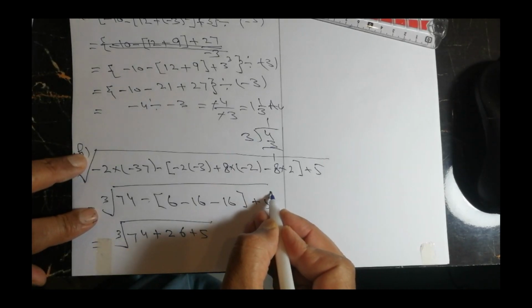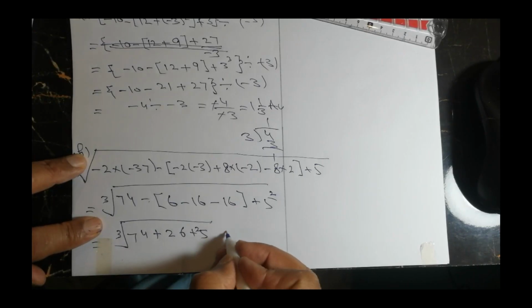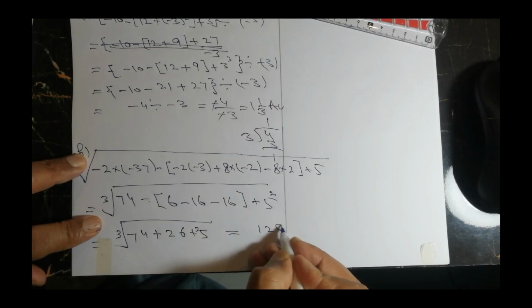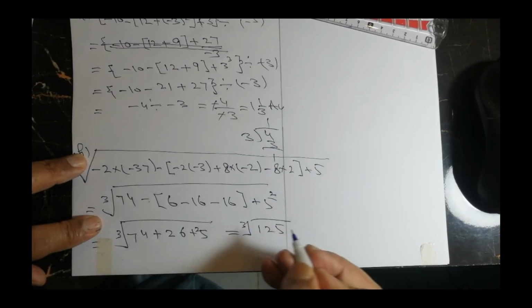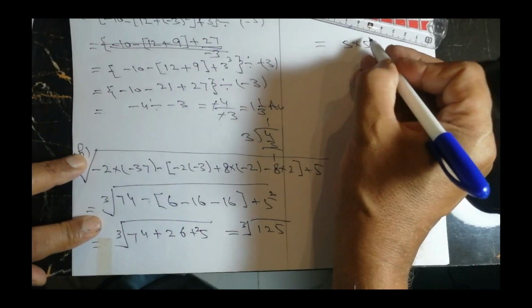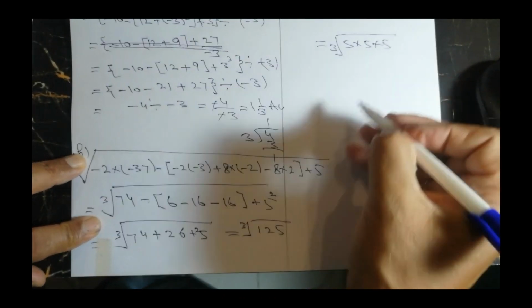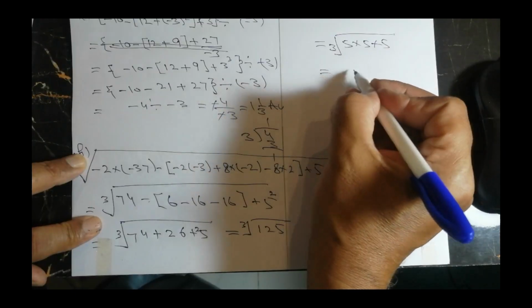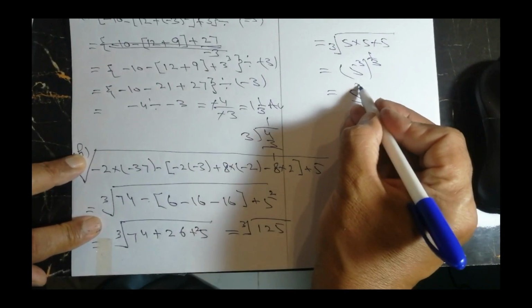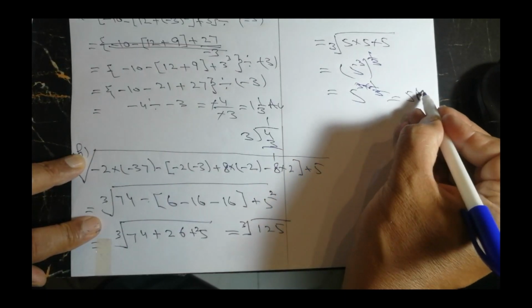Sorry, here was 5 squared, this is 25, so that is equal to 75 plus 26 is 100, and this is 125 cube root, that is equal to 5 into 5 into 5 cube root. Factorization of 125, so 5 cube to the power 1 by 3 cancels with this one, so 5 is the answer.